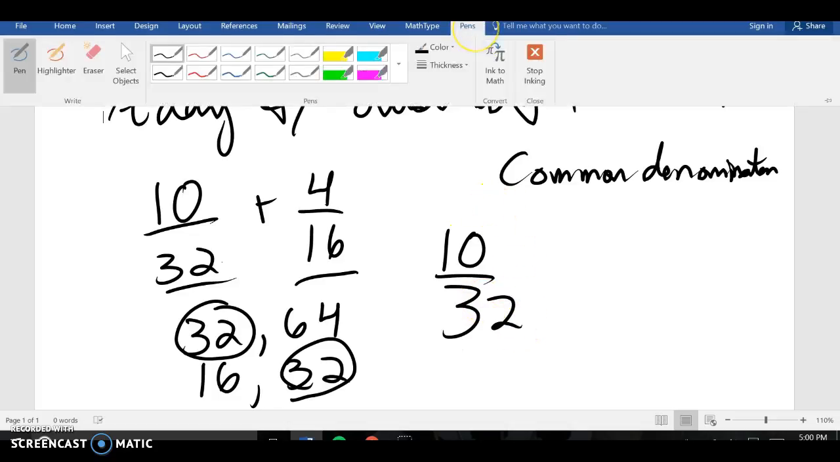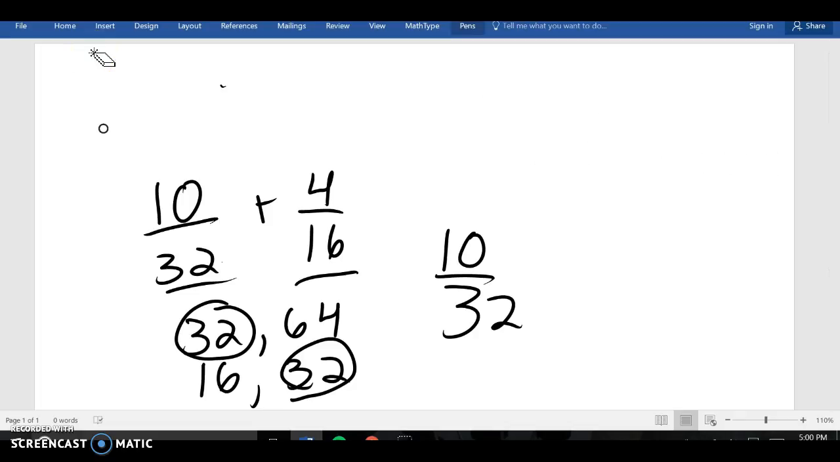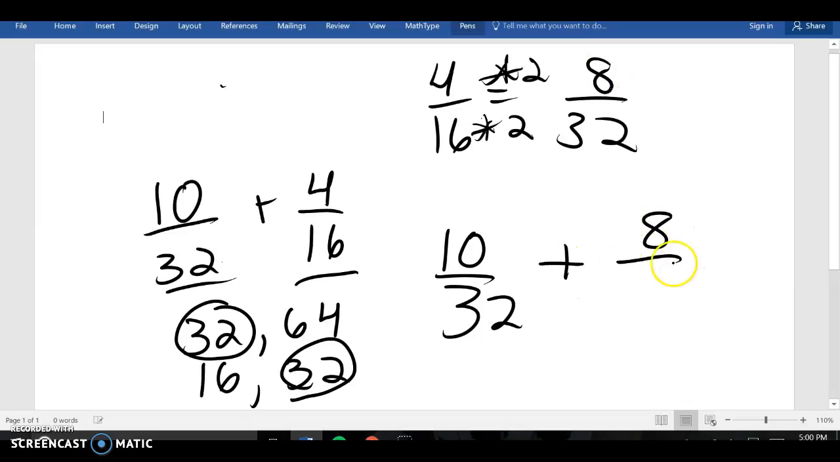Okay. We're going to change our 4/16 to something over 32. So now we've got 4/16 equals something over 32. What do we have to multiply 16 by to get 32? That one's going to be 2, as you can see when we made our list here. If we do it to the bottom, we have to do it to the top. So now we've got 8/32. So we've got 8/32 plus 10/32.